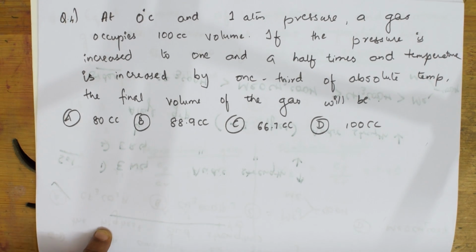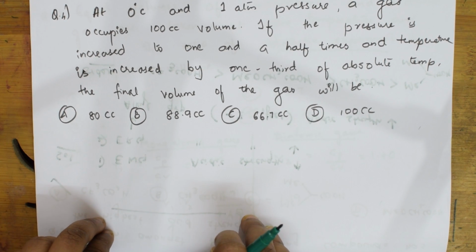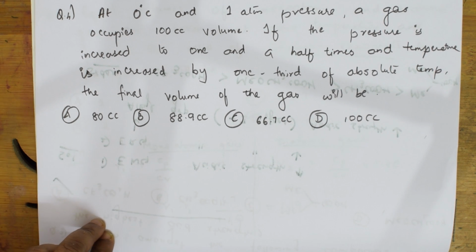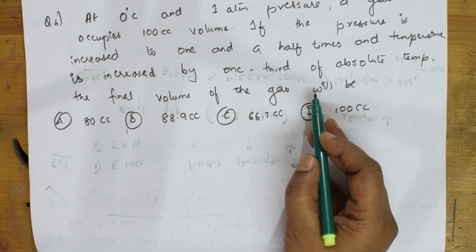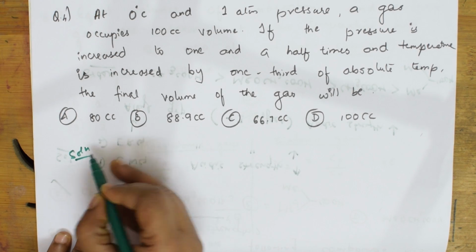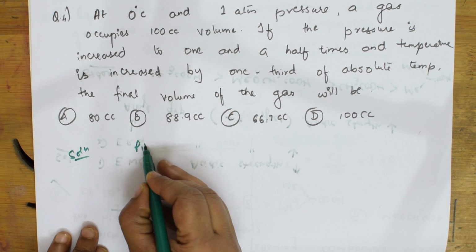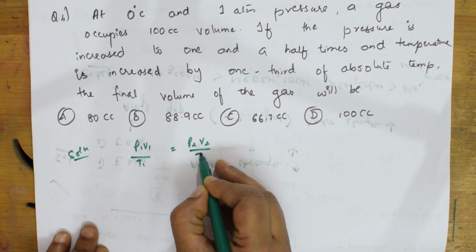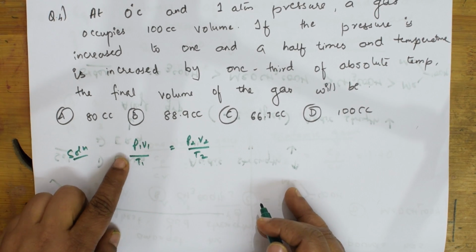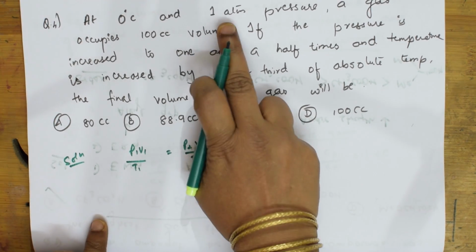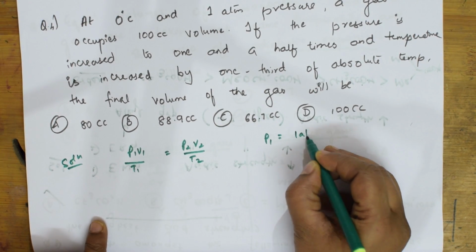So basically, what is the formula which is relating pressure, volume and temperature, right? So for a gas, they said pressure is increased by 1.5 times and temperature is increased by 1/3 of absolute temperature. Let us write the formula. The formula which is relating all these is nothing but P1 V1 by T1 is equal to P2 V2 by T2, correct? Now what is P1 in this? Basically P1 is 1 atmosphere pressure.